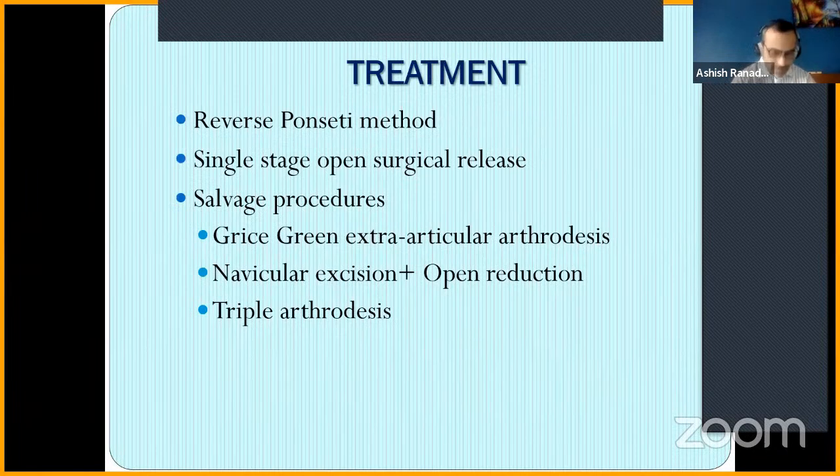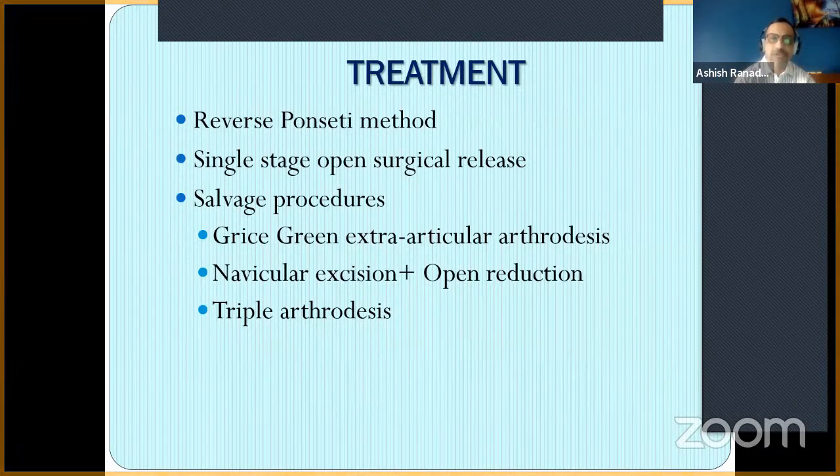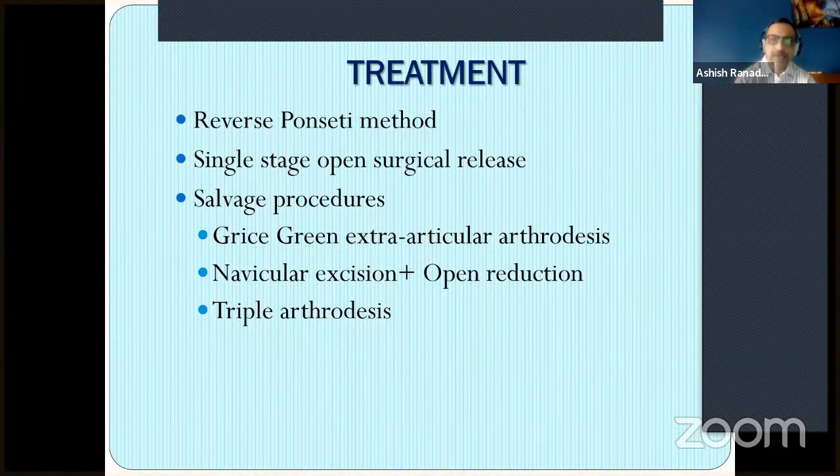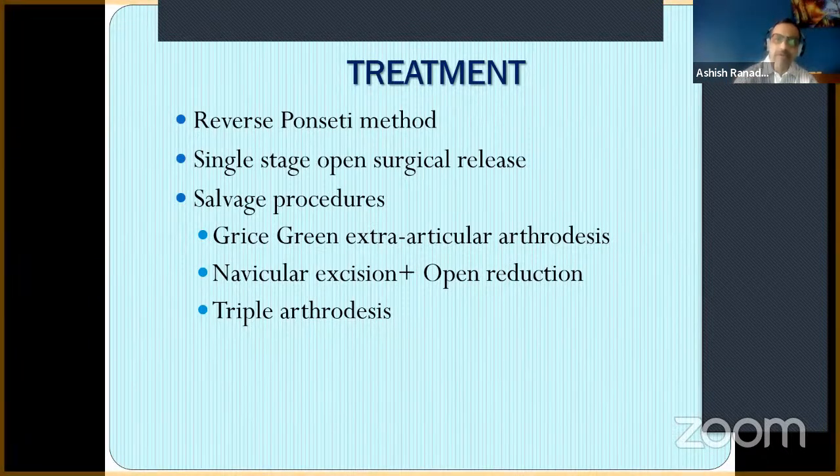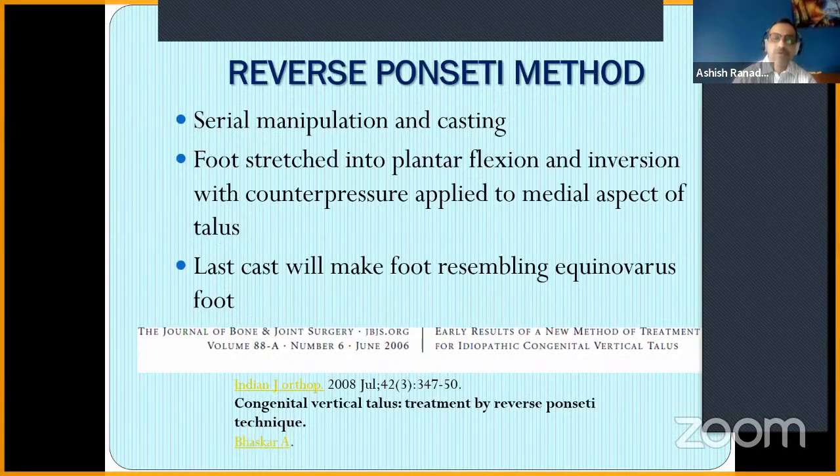So treatment in younger age group or in infants or neonates, it's the reverse Ponseti method. The other option is single stage open surgical release, but that's typically reserved for older children. And then there are salvage procedures for late presenters like Grice-Green extraarticular arthrodesis, navicular excision with open reduction, and lastly triple arthrodesis. So as you all know, reverse Ponseti is serial manipulation and casting, and with subsequent casts, the foot is stretched into plantar flexion and inversion.